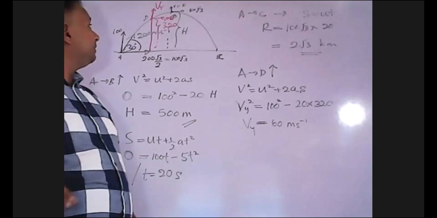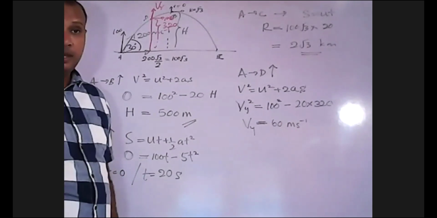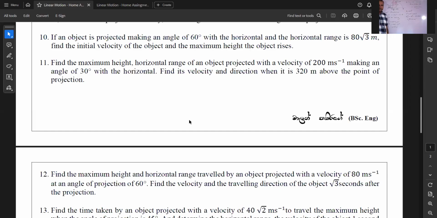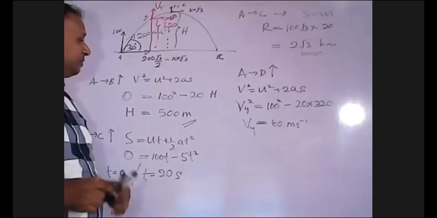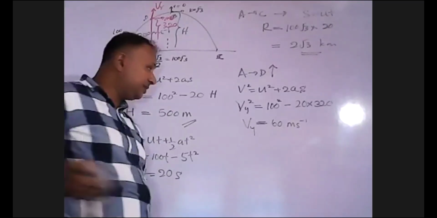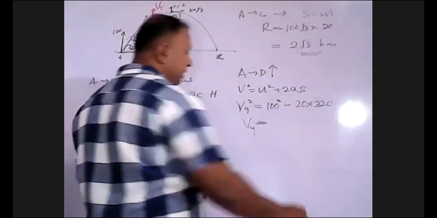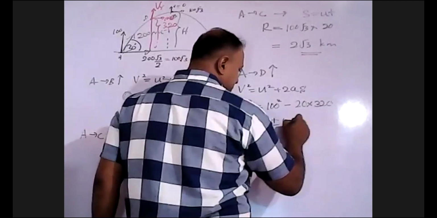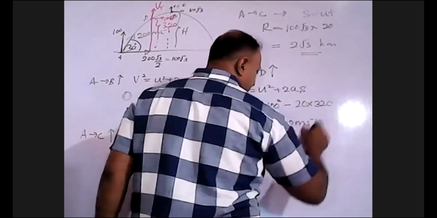And what is the question? Velocity and direction. 60 m s minus 1, plus or minus 60 m s minus 1.